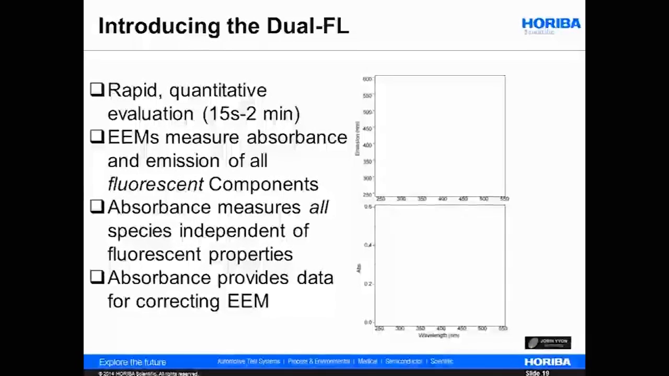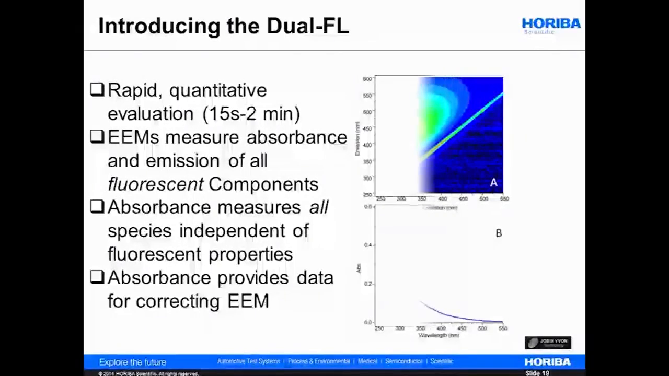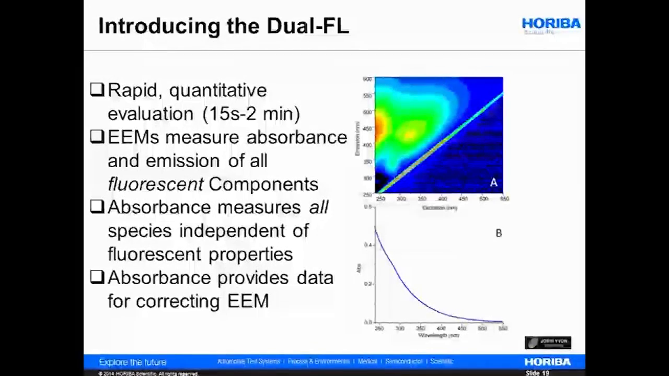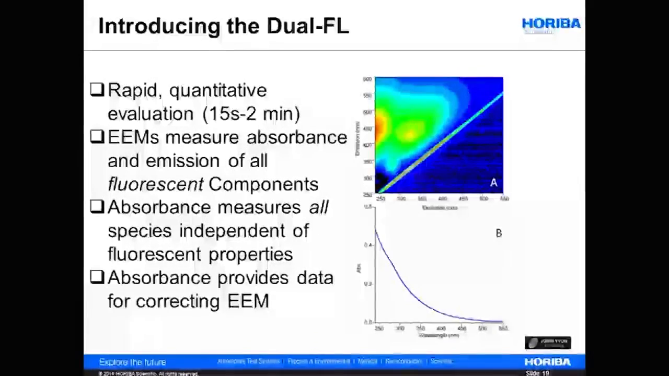Let's really insist now on the major advantage of the Dual-FL. The system is able to generate EEMs in seconds and with a full correction of artifacts linked to the instrument and to the sample. The embedded absorbance capability gives the real picture of the fluorescence behavior of your samples. The analysis is very fast, within seconds or minutes. EEMs will measure all absorbance and emission of fluorescent components. Absorbance, in the meantime, will measure all species independently of their fluorescent properties. Then, this absorbance data provides correction for EEMs.